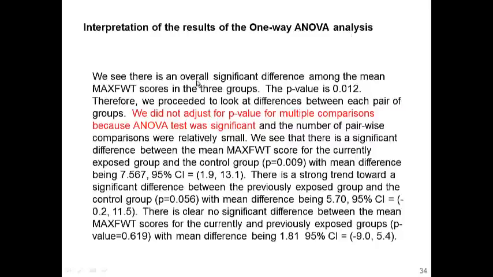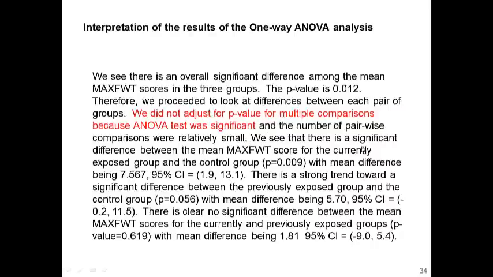We see there is an overall significant difference among the mean max FWT scores in the 3 groups. The p-value is 0.012. Therefore, we proceeded to look at the difference between each pair of the groups. We did not adjust the p-value for multiple comparisons because the ANOVA test was significant. So I decided not to because ANOVA was significant. And the number of pairwise comparisons was relatively small, so it might be okay not to perform adjustment for the p-value.